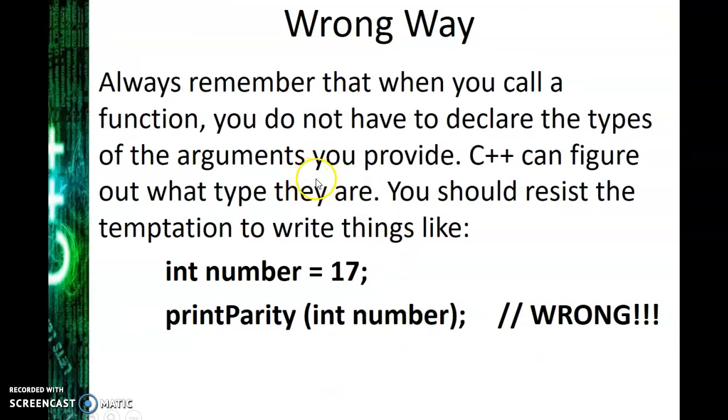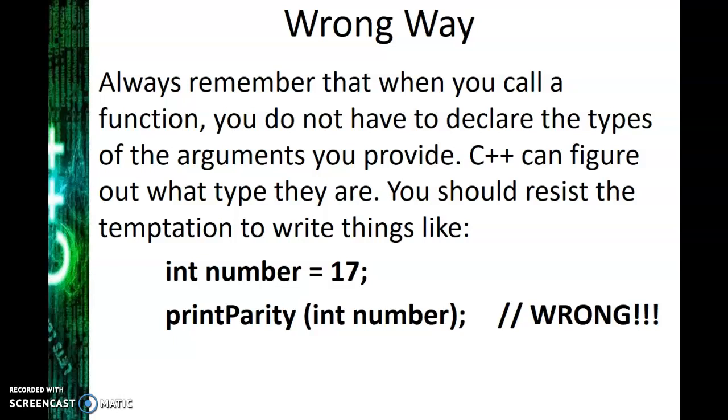So here is the wrong way. Here we have int num equals 17. We're in the main program now, and here we go ahead and call the function, and we try to declare the variable. You can't declare a variable in a function call. You only declare the variable in a function declaration. When you create the functions on the top, that's where you'll put int num. Here, this should be just num, not int num.